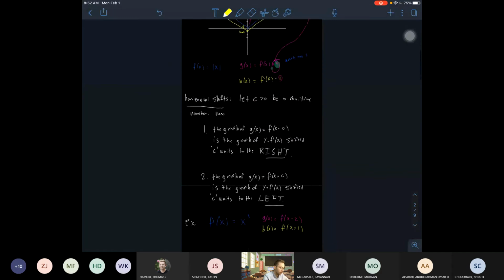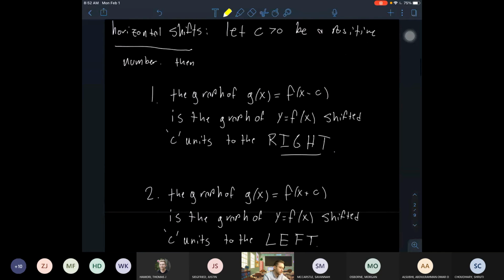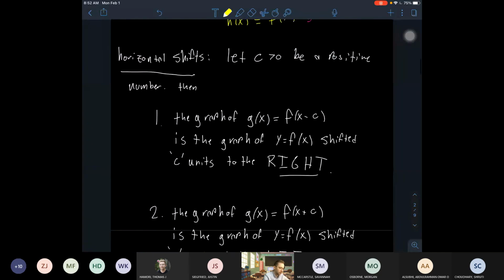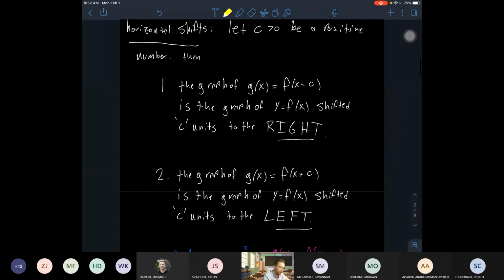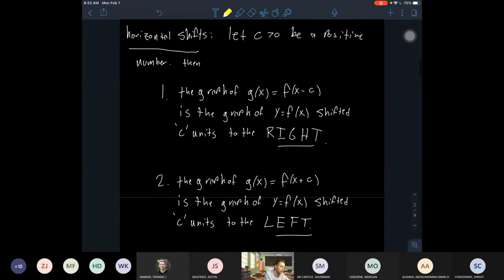Similarly, we have horizontal shifts. You don't necessarily have to write all of this stuff down if you have the idea down, but I'm going to read it out. So we take c larger than 0, some positive number, again. We call it c this time instead of d.